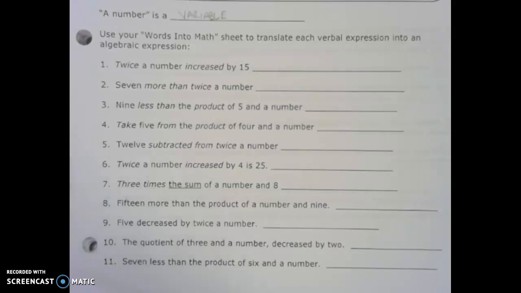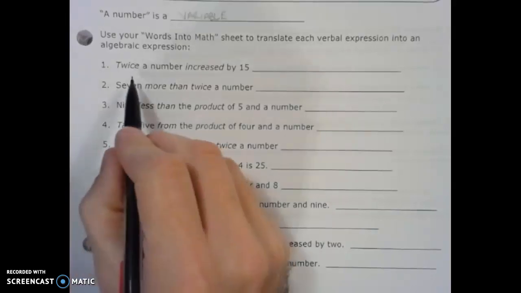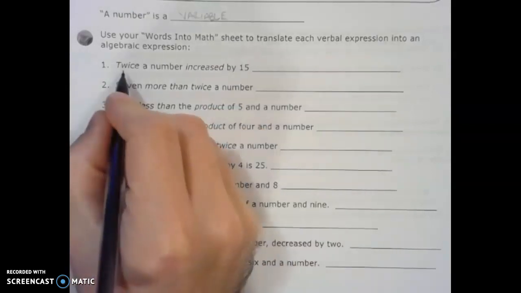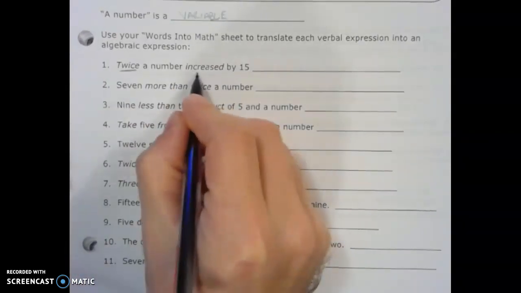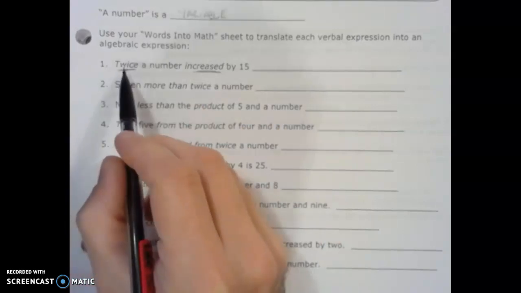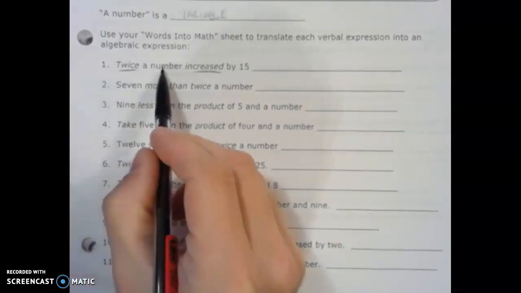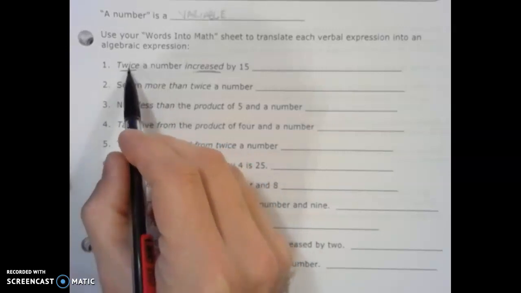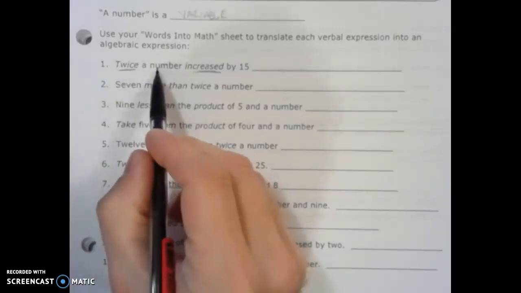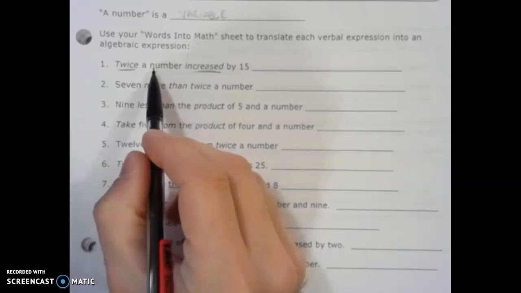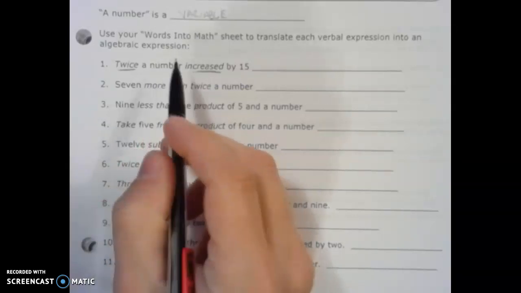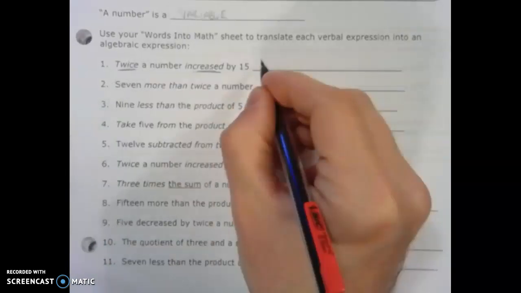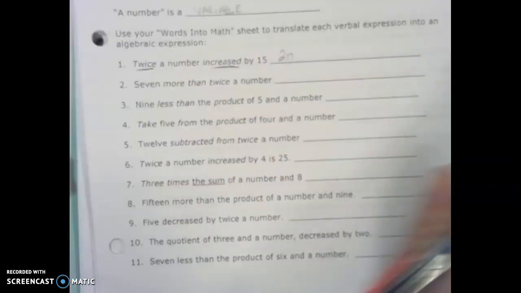Okay, so let's take a look at the first example. It says twice a number increased by 15. Looking at this sentence, our key words are going to be twice and increased. Starting with twice a number, that means I'm going to have to multiply some number by 2. Since I don't know what that number is, I'm going to use a variable, and I like to use n when I'm doing this because a number starts with n. So to do twice a number, I'm going to write 2n, 2 times n.